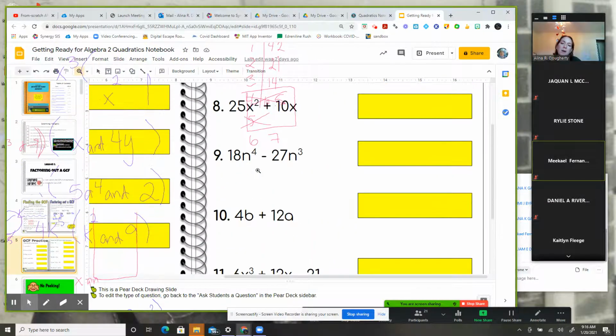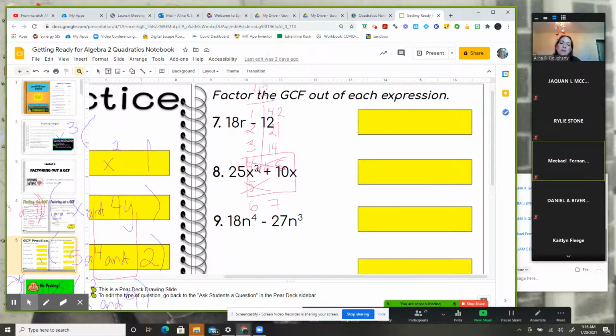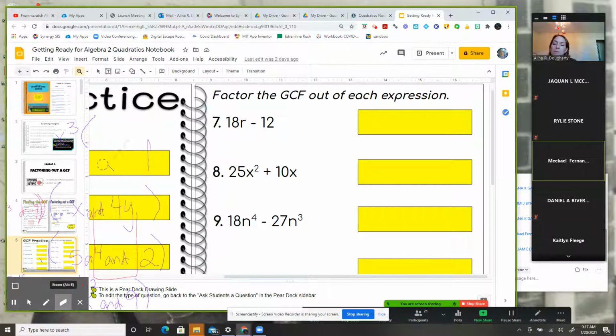So we're going to work our way up to the hard ones. Let's start with the easier ones. Somebody who thinks they've got it, talk me through question number 7. What would we do here? So what is the GCF of 18 and 12?